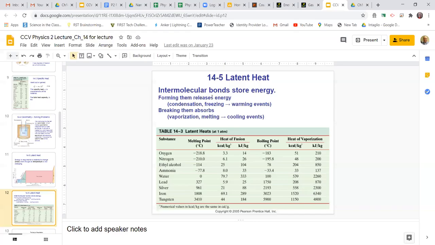Therefore, condensation, gas to liquid, and freezing, liquid to solid, release energy into the outside environment. We call these warming events, which is weird, right? Condensation is a warming event. And what we mean by that is that the act of condensation releases energy.